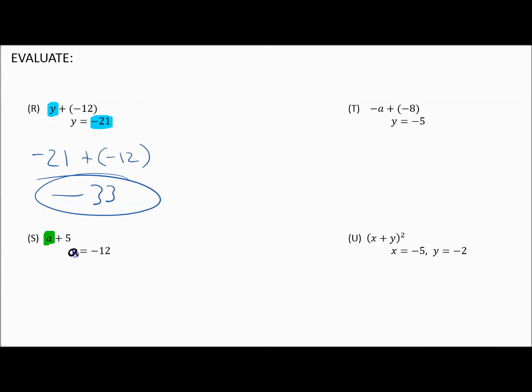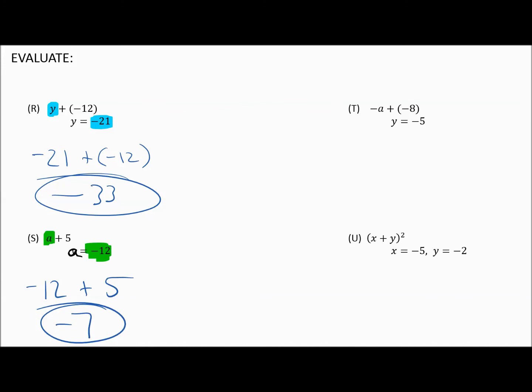Typo. That's supposed to be an A. Just pretend like that's always been an A. And I'm substituting in negative 12 for my A. So I have negative 12 plus 5. Hey, no problem. This is just addition. No keep, change, change required. Opposite signs, which means I actually subtract. 12 minus 5 is 7. The heavier of the two is the 12, and it's negative, so negative 7.